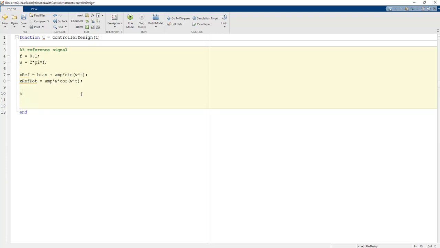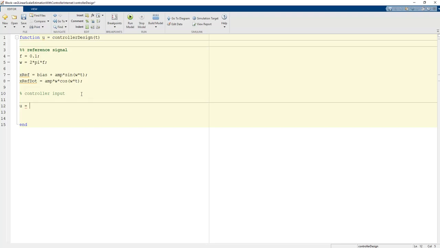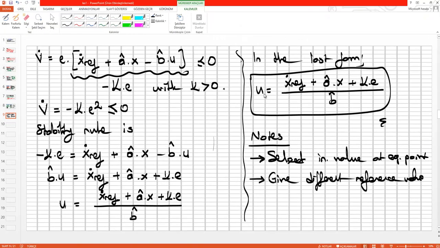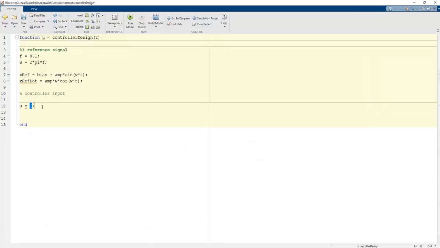And so, how can we derive the controller input in here? Okay? And so U should be assigned following the rules coming from the previous lesson. U must be equal to X ref dot plus A hat times X, where X is the measured value, plus K times E, K always being positive in here. We also need to define the error term as X ref minus X measured. Okay, and so we need to divide the whole term by the B hat value, and so this must stabilize the system using the estimated A and B values. Okay. And so U must be defined in here like this.